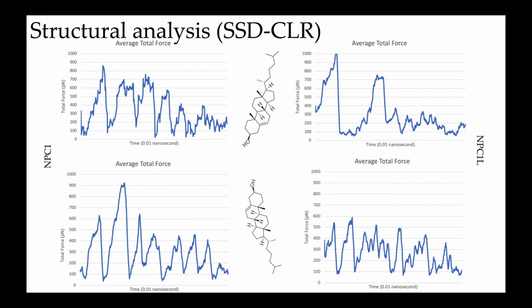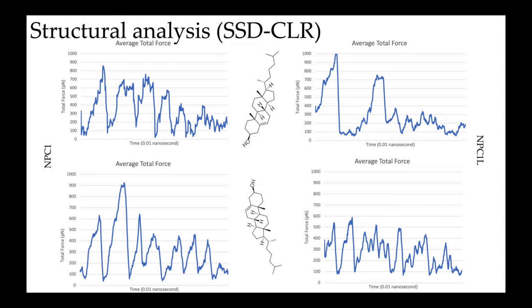So we have four graphs. Starting in the left and working clockwise, we've got NPC1 with the hydroxyl group of cholesterol going down, as you can see on the top. Moving to the right, we've got NPC1-like with cholesterol in the same orientation. Moving down to the bottom right, we've got NPC1-like with the hydroxyl group up. And then in the bottom left, the final one is NPC1 with that hydroxyl group up.